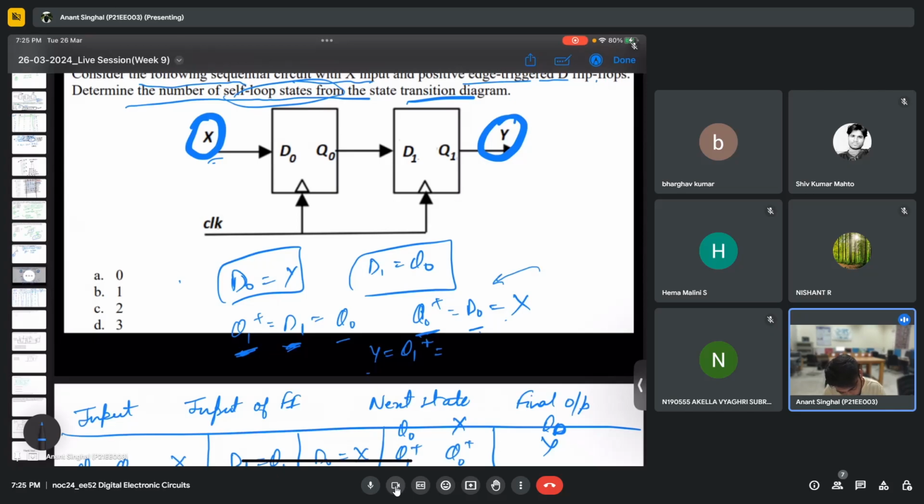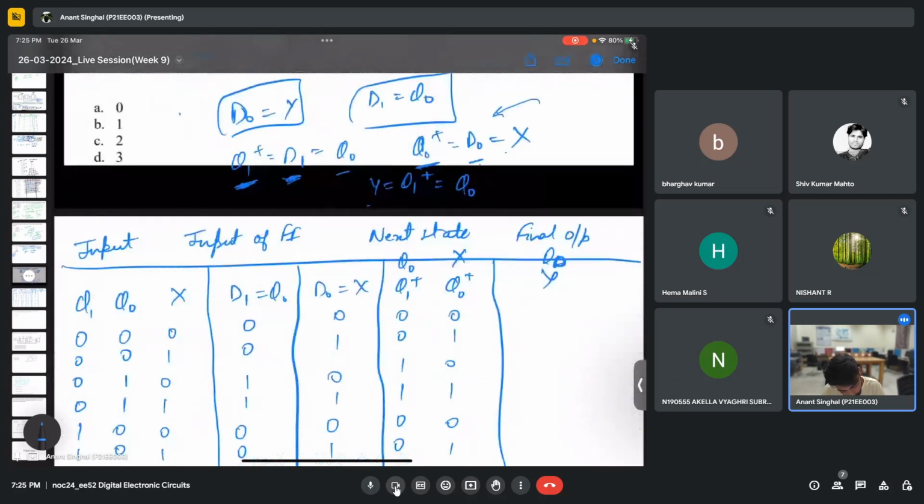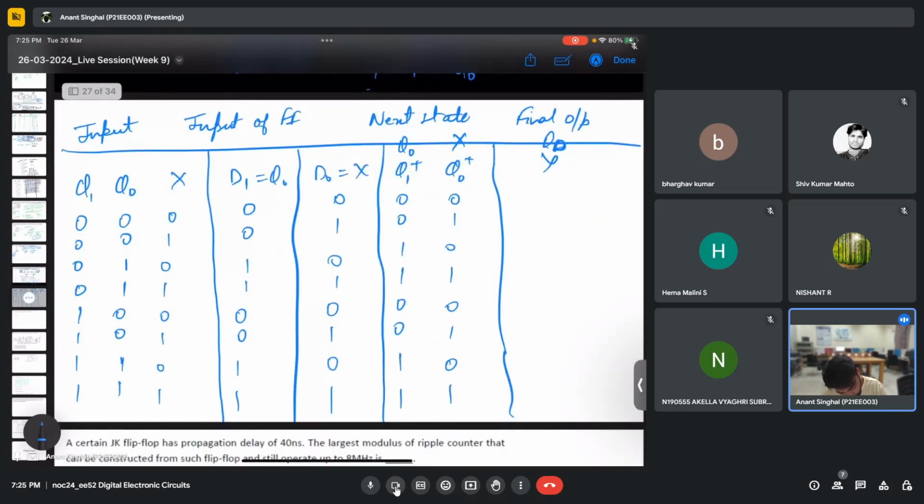So this is what I have written wrong. So this will be Q naught. So I'll just have to change this thing. Q naught is what? 0 0 1 1. Is it fine? Any doubts here?